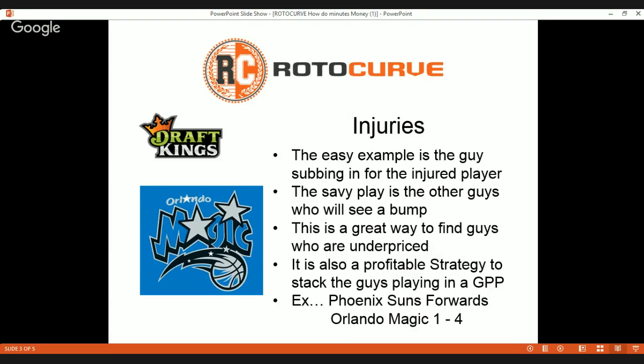Now, the next thing we're going to talk about is injuries. Now, with injuries, there's a lot of ways that minutes are going to equal money. The easiest example is the guy subbing in for the injured player. So the Charlotte Hornets earlier in the year, when Al Jefferson went out, Cody Zeller went in for Al Jefferson. So you can pretty much take Cody Zeller and plug him into however many minutes you were getting out of Al Jefferson.